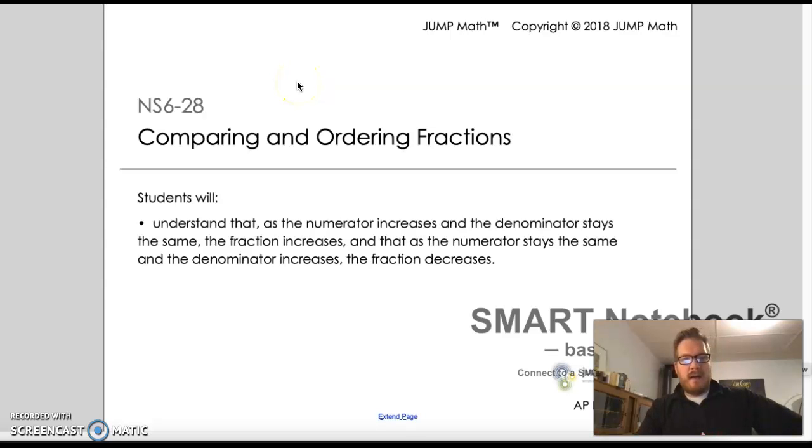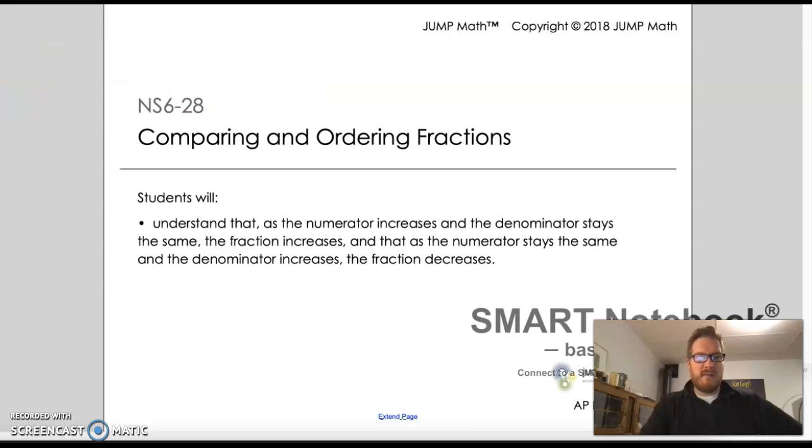We're going to be focusing on comparing and ordering fractions. And so there is a fairly wordy learning target there: students will understand that as the numerator increases and the denominator stays the same, the fraction increases, and I'll explain what that means in a few minutes. And that as the numerator stays the same and the denominator increases, the fraction decreases. And so that will get explained in a little bit as well. So let's get right into it.